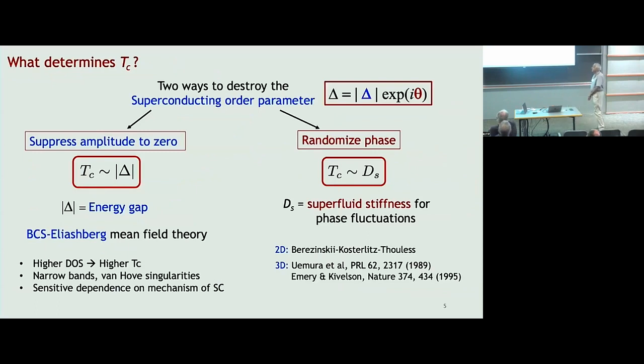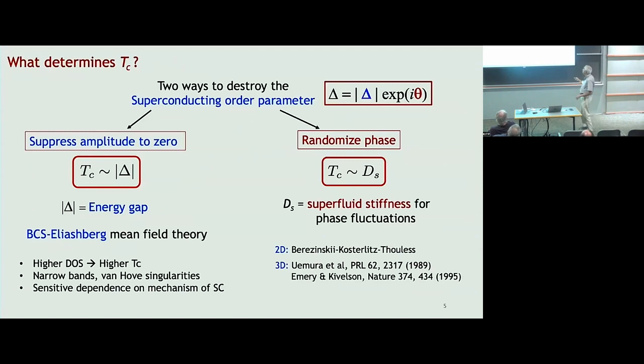So what determines Tc? I hardly need to tell this audience. This is BCS theory, and there you feel that if you have higher densities of states, Van Hove singularities, stronger attraction, if nothing else happens, Tc can be raised through the roof. And maybe in some of these hydrides, you are raising it through the roof using this mechanism. However, actually, it turns out that there is another way in which you can kill superconductivity, and that's not by killing the amplitude of the order parameter, but rather by randomizing the phase.